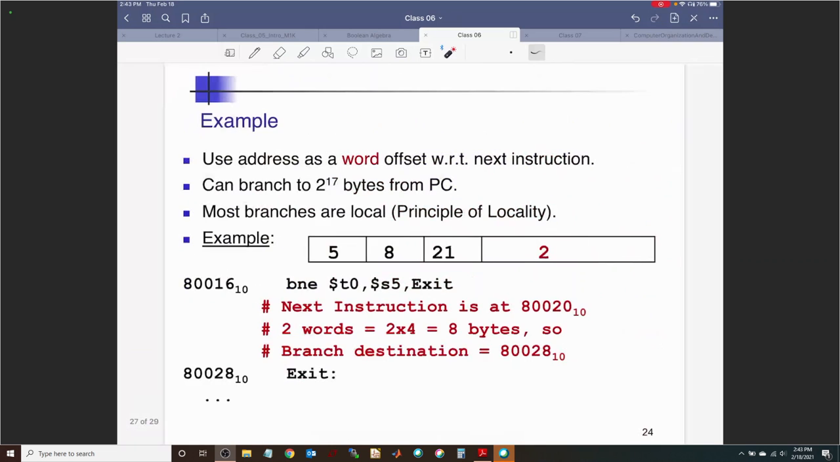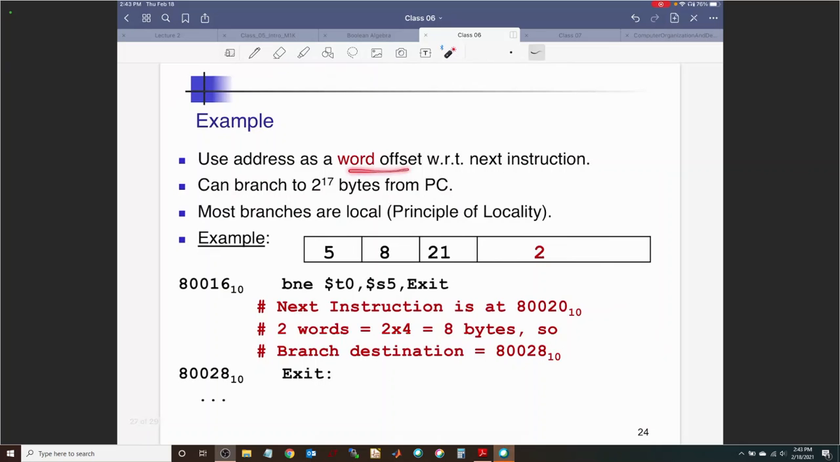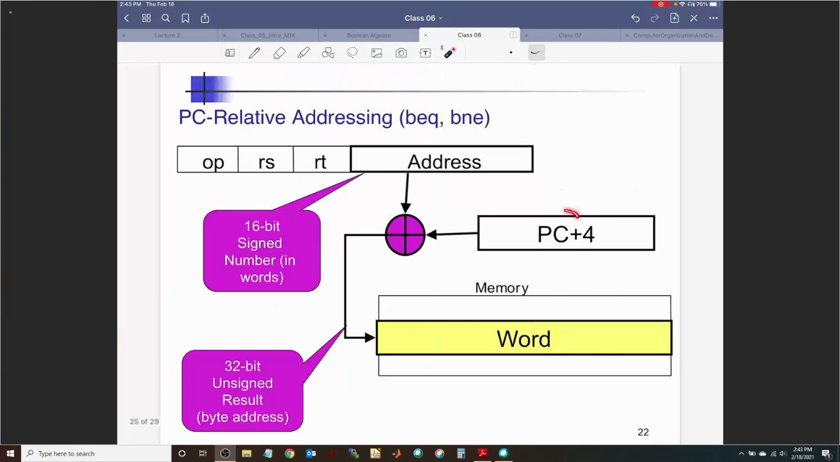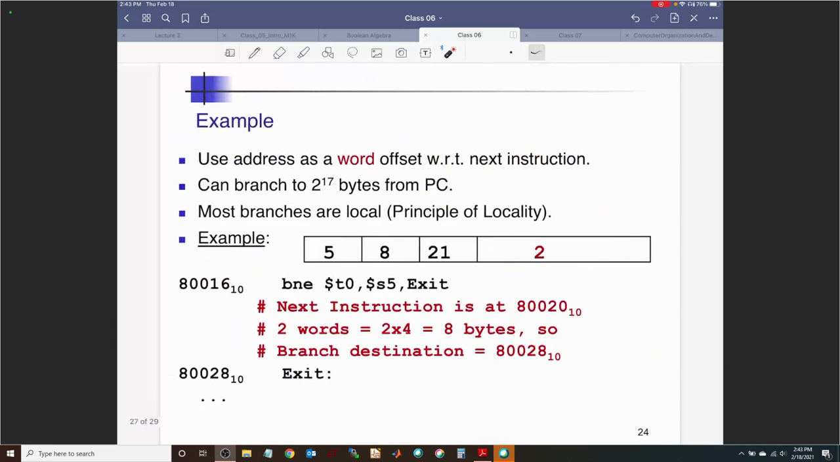So let's come back to this and say, all right, yeah, so it's a word offset with respect to the next instruction, not the current instruction, which is why we see a PC plus 4 over here and not PC. In other words, if you are not branching, then this address would effectively be 0, and you would start working on PC plus 4 if you were not branching.